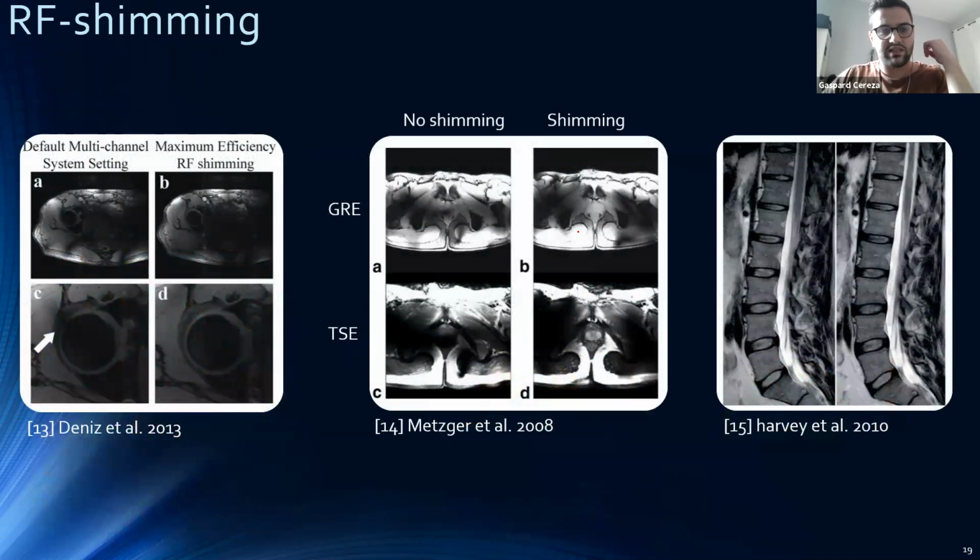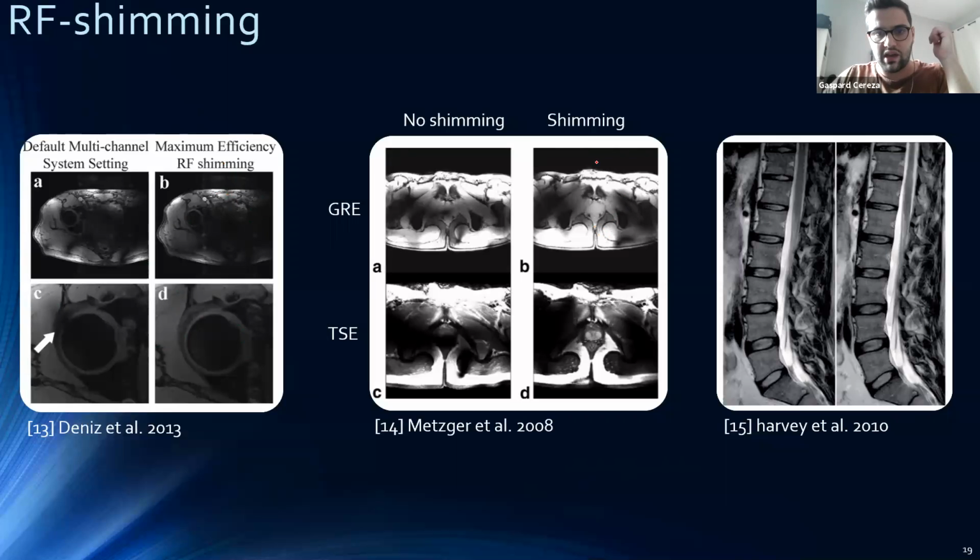So here are some examples of RF-shimming in vivo applications. So here, for example, it's in the hip where we wanted to be able to visualize this circle here. We can see that without shimming, we have that drop of intensity, and with the RF-shimming, it's much better. But we can also observe that in a large ROI, we still have some very inhomogeneous field.